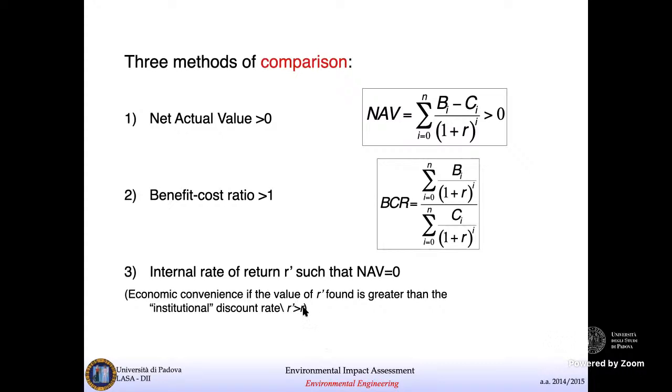I recall to you that R is the institutional discount rate, set by central banks. In Europe it is the European Central Bank. In Italy it is the Italian Bank, Banca d'Italia. And these indicators are employed by economists or economic managers in order to trim the performance of the economic system.